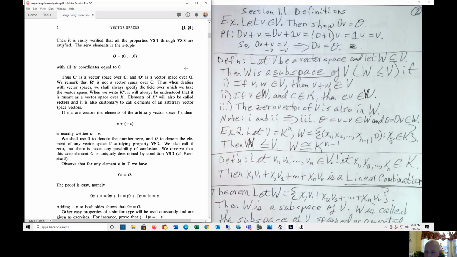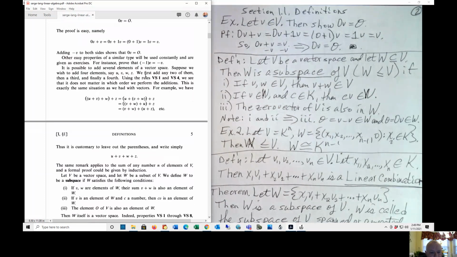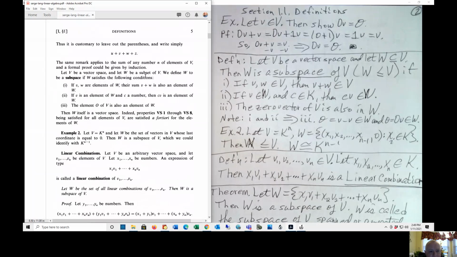And so now we have this additional property that you could call VS9, that you can now use freely, that not only is 1 times V equal to V, but 0 times V equals the 0 vector.